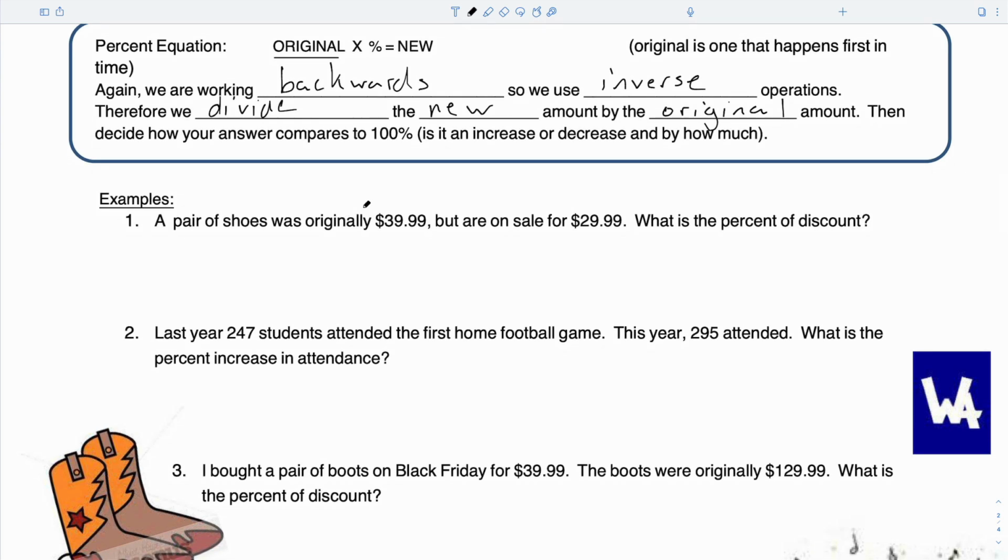Okay, that's a lot of words. Let's actually see what it looks like. Isaiah, read number 1 for me. A pair of shoes was originally $39.99, but are on sale for $29.99. What is the percent of this?